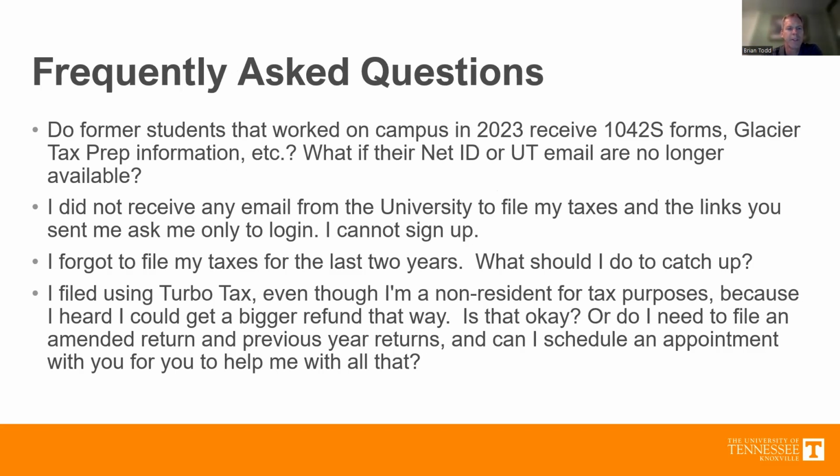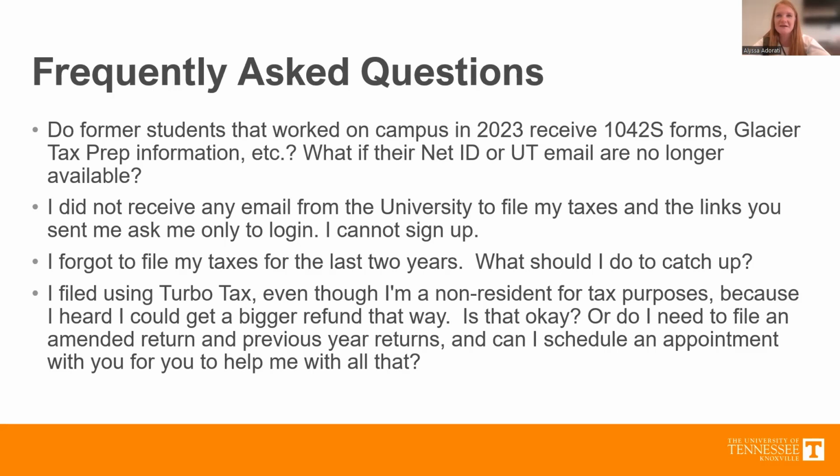Next question: do former students that worked on campus in 2023 receive 1042-S forms, Glacier Tax Prep information, etc.? What if their NetID or UT email are no longer available? Yes, if you worked on campus in 2023, if you received a 1042-S form, if anything in 2023, you do receive Glacier Tax Prep information.